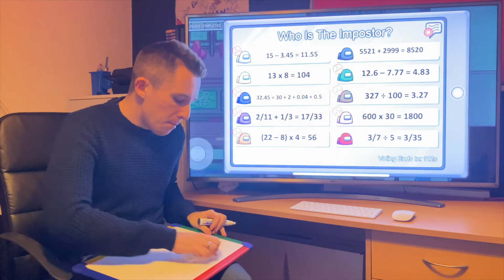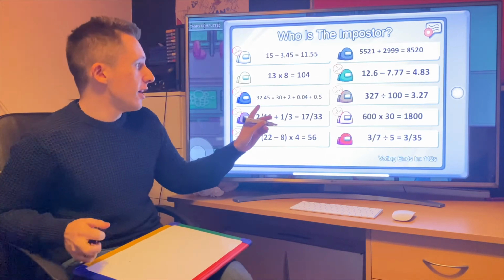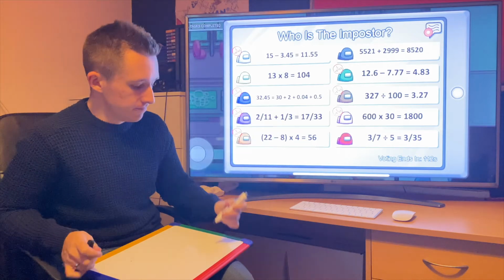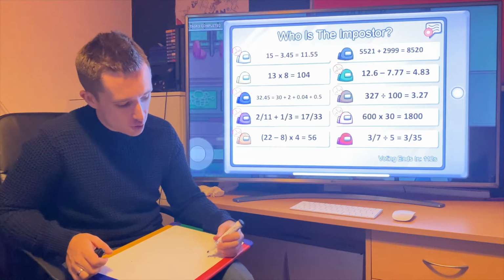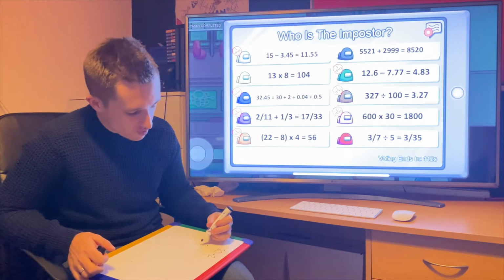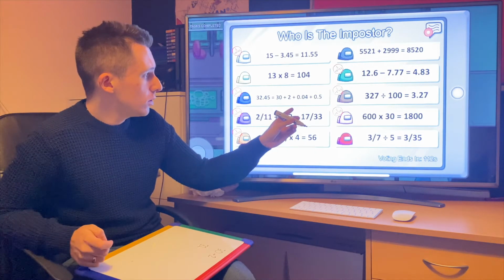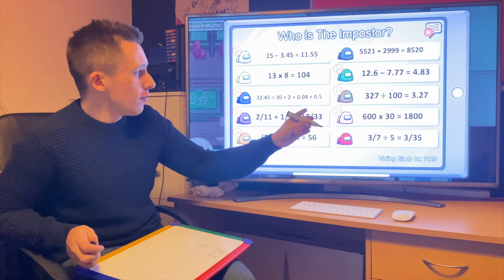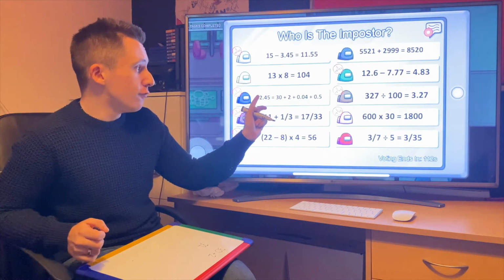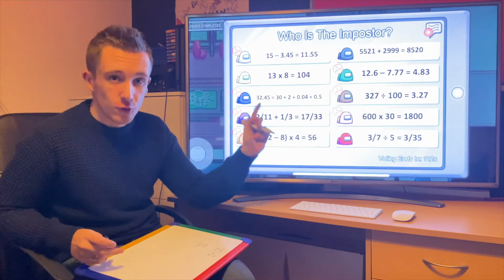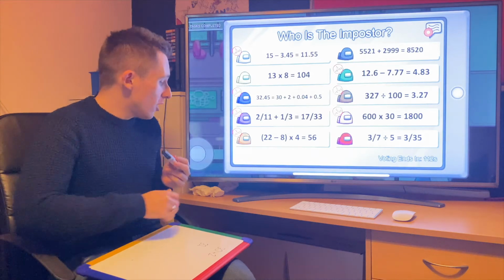The next one is blue. We've got 32.45 equals 30. Okay, 30, yep, I agree. Add 2. Well, that would be 32. Add 0.04. Add 0.5. Well, no, that's wrong, because it should be 0.4. Add 0.05. They've got them swapped around. So blue is the first of our imposters.